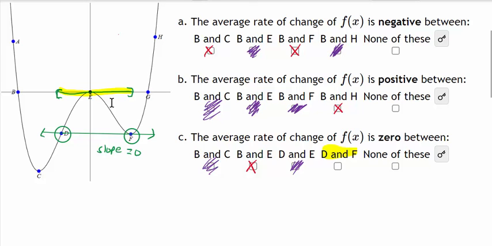So I'm actually going to select this box because it says the average rate of change of f of x is 0. And then of course I will not select the none of these choice because we selected at least one of the boxes in that problem.